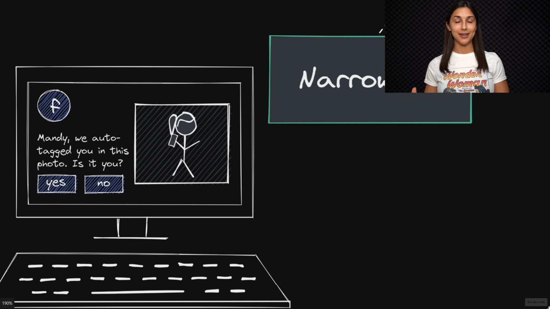Another example of narrow AI would be that of self-driving cars. The overall task of the AI within a self-driving car might be to get a person safely from point A to point B.